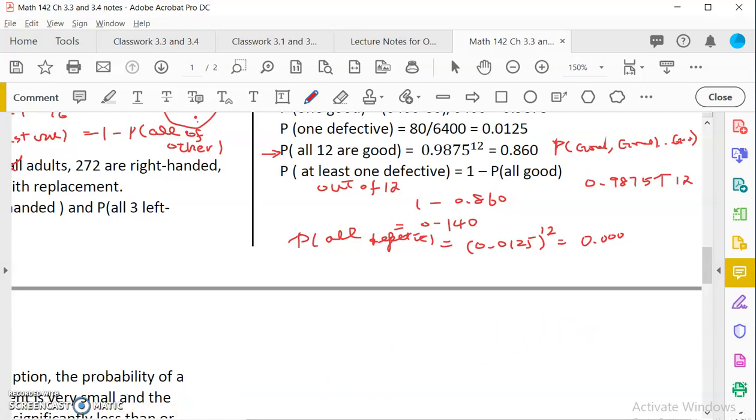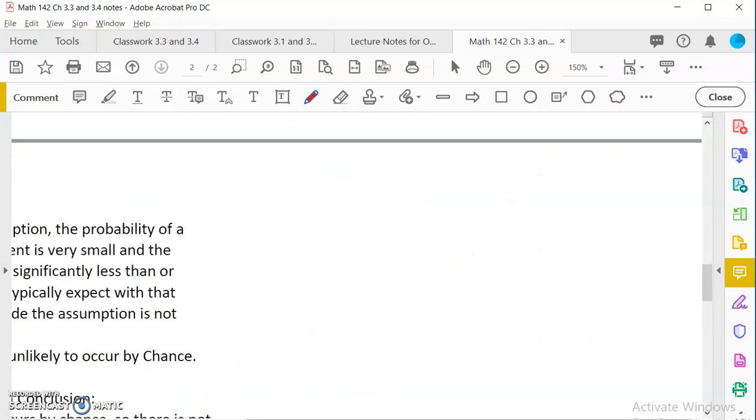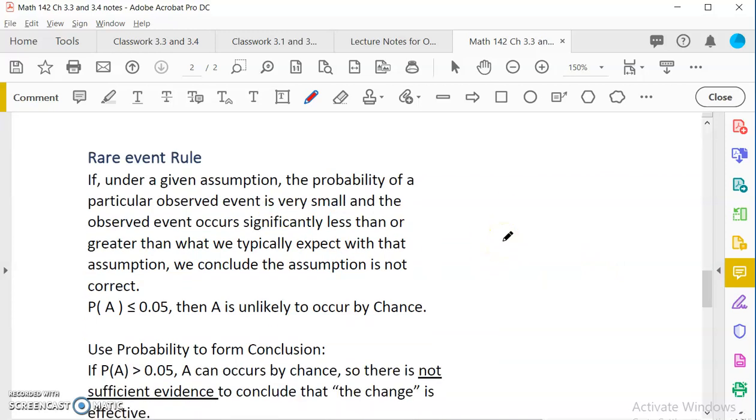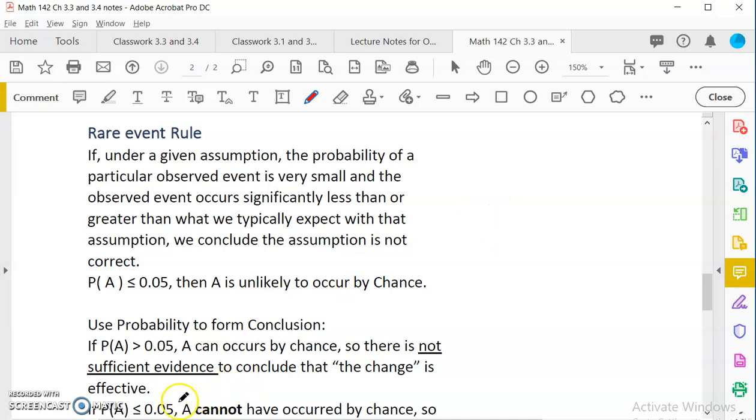Then we have a last portion, which is the rare event rule, which is from the Triola book. It's not from the OpenStax book, but this is a very important concept. The main reason why we're doing probability is actually to understand and be able to apply the rare event rule. So we'll go over this in the next video.